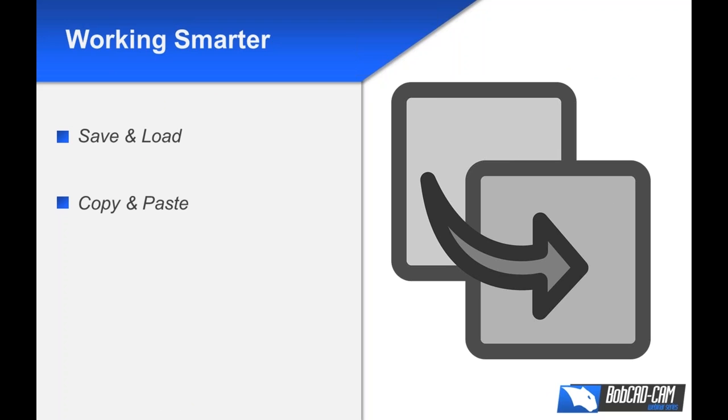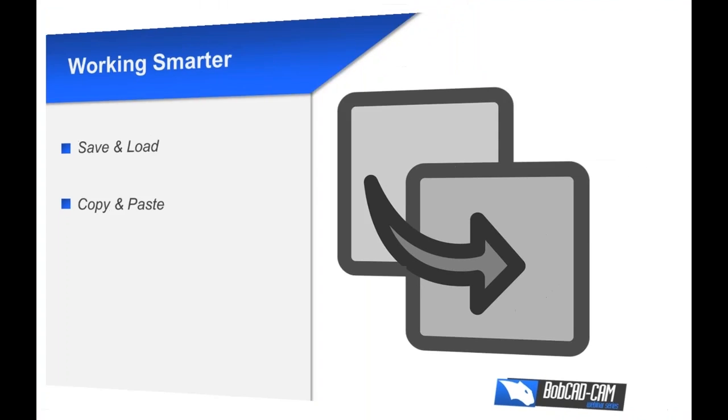A big aspect of the software is working smarter, and how do you do this? You do this by using what you've learned from one scenario and applying it to another. You can use save and load, you can use copy and paste. I highly recommend you start building a feature library that you can apply for roughing, semi-finishing, and finishing. This way you're not starting from scratch every time.